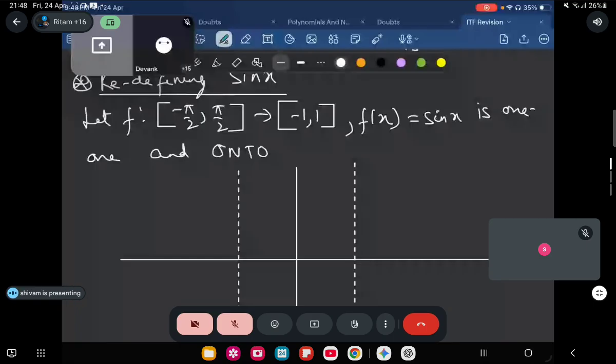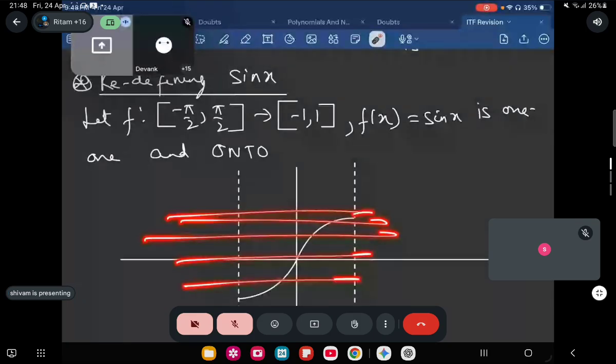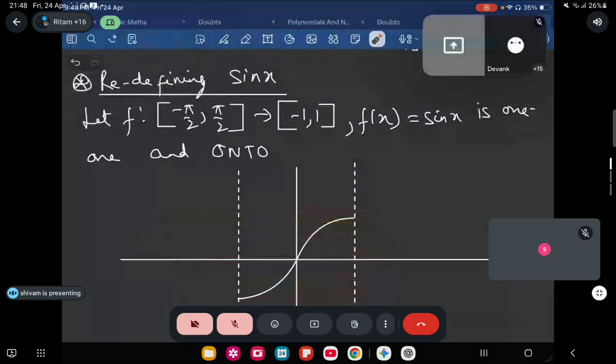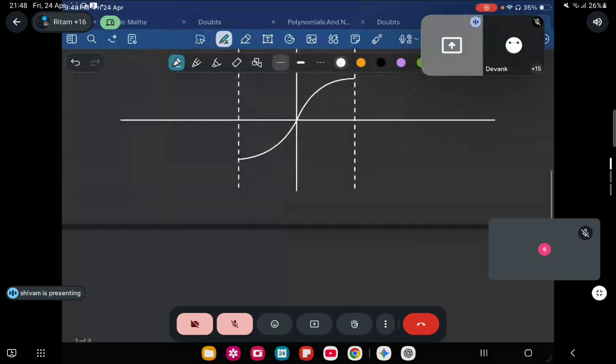Now the function is injective. You won't find a straight line which will cut the graph at two distinct points.